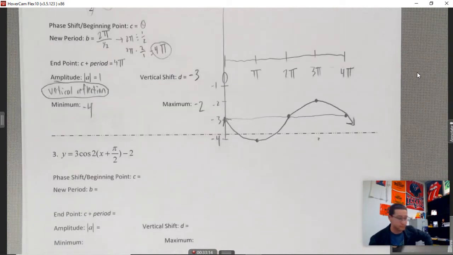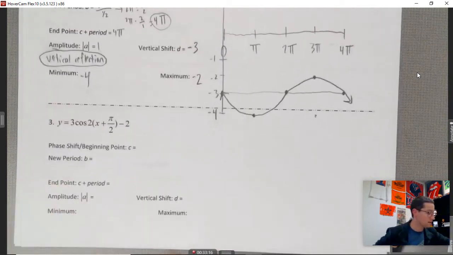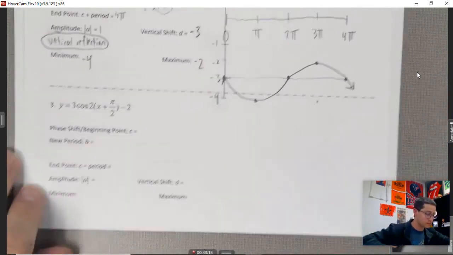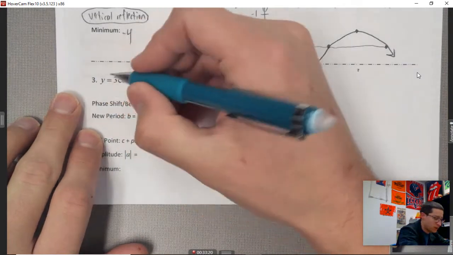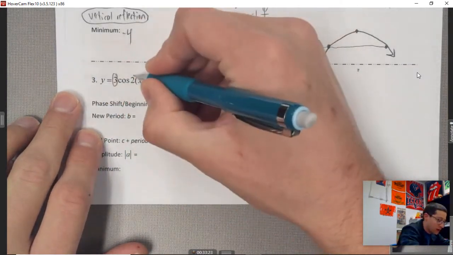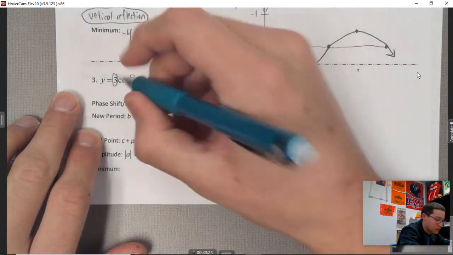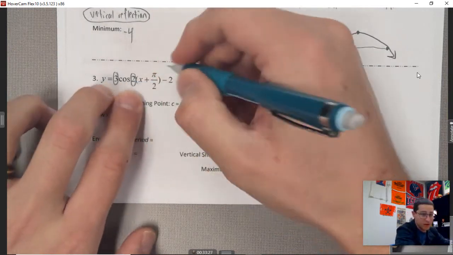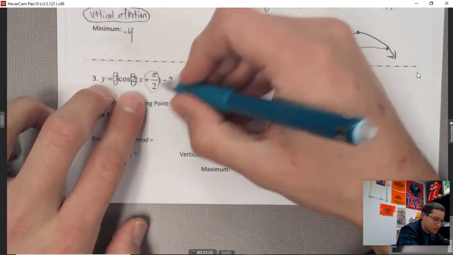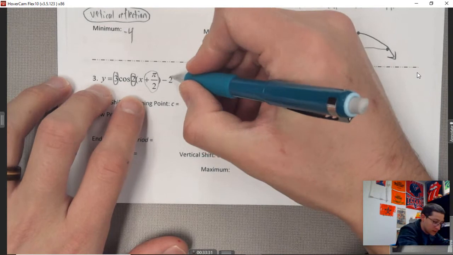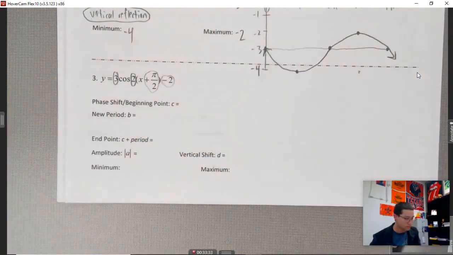Let's do cosine. All right? Let's do a new one with cosine. Lots of different stuff going on here. I've got the 3, I've got the 2 here, so we got my A, B value. This is going to be a C value. We got to be careful with that. Plus, this is going to be a D value. So lots of stuff going on here. But we're going to start at the same spot each time.